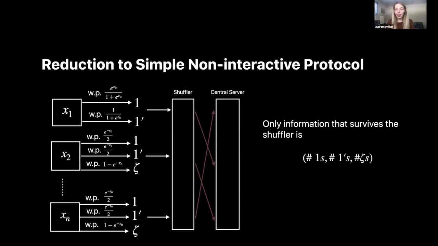So for small n, we can actually just compute the probability density function of what the central server sees, these number of ones, number of one primes, and number of zetas. You can compute that PDF exactly for small n, and then just compute the divergence between what you get for P and P prime. For larger n, that becomes computationally infeasible, but with a few little tricks, you can basically compute that thing again. Okay, and that gives you a much tighter bound than the theoretical bounds do, and is substantially better in practice.